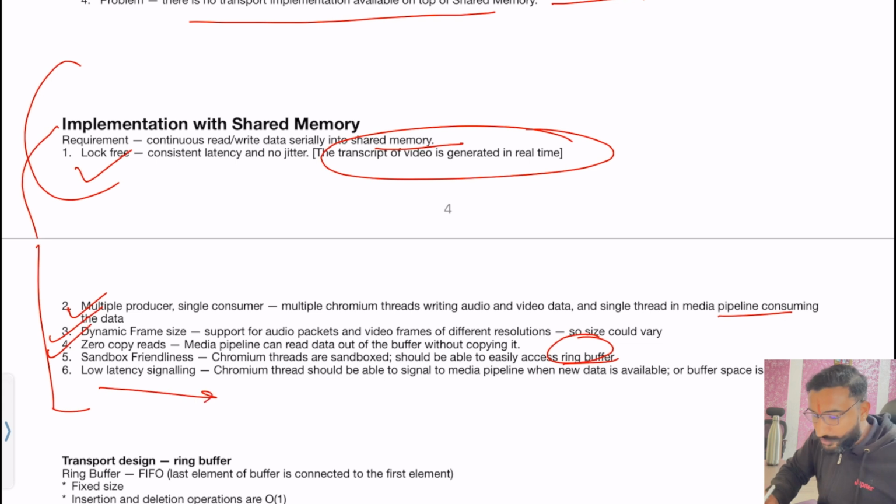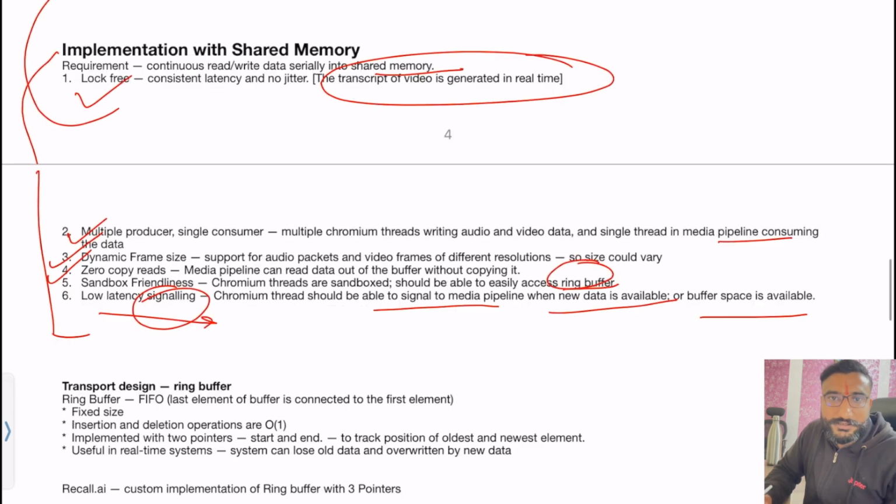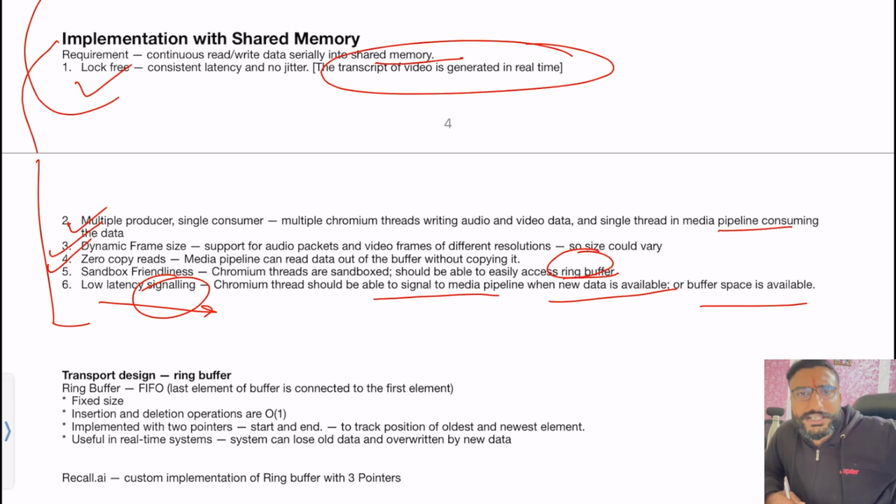Low latency signaling. Another thing is that whenever the data is written, we want some kind of event mechanism that says, yes, data is written, now you can read it. This is what we mean by signaling. Chromium should signal the media pipeline when new data is available or when no buffer space is available. In both of these scenarios, it should produce signals, so that media processing or any of the consumers can know that this is the signal they have received, and accordingly take any actions they have to.